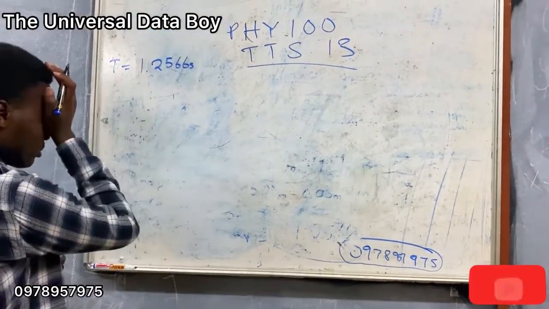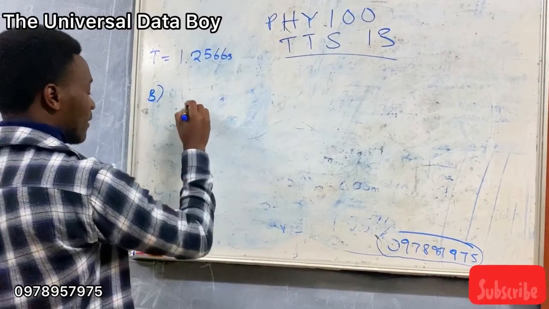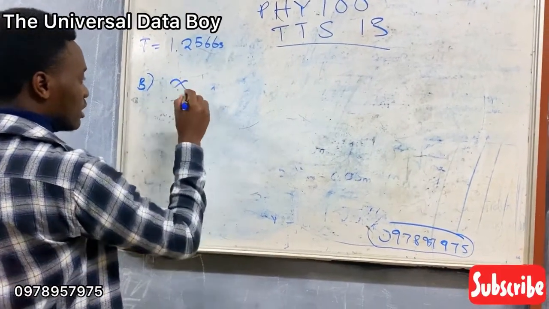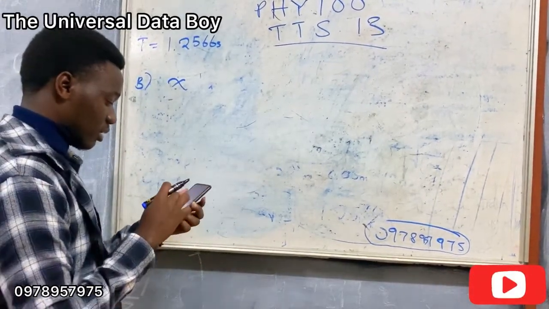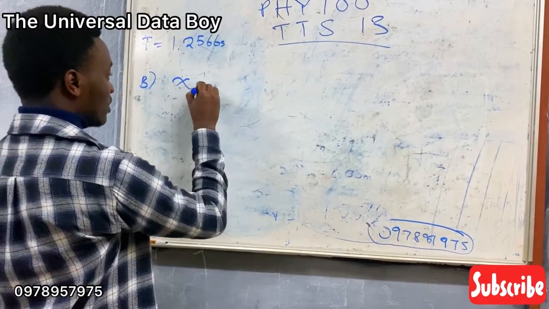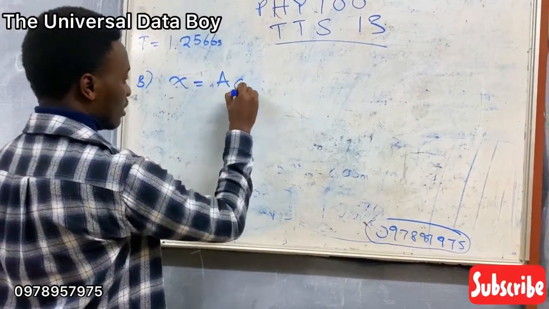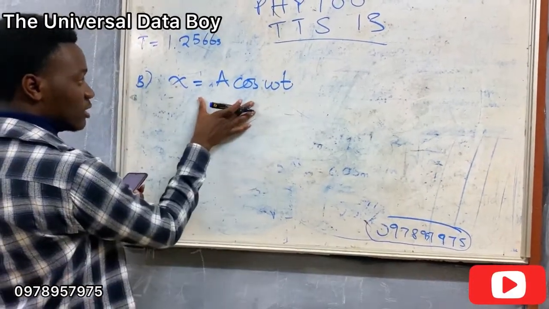So we have got 2 ways. The first way is, since in the question it's starting at x equal to 0, we can use the cosine function. So I've got A cosine wt. That's according to sinusoidal motion.